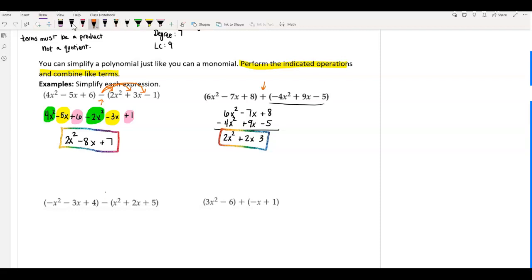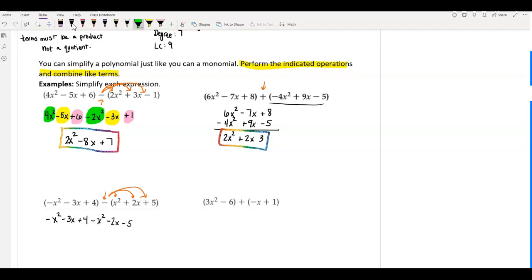Notice we are subtracting, which means we need to distribute that negative to every single term. So I'll rewrite my problem, negative x squared minus 3x plus 4. Now I'm going to change all my signs. My positive x squared becomes a negative x squared. My positive 2x becomes a negative 2x. And my positive 5 becomes a negative 5.